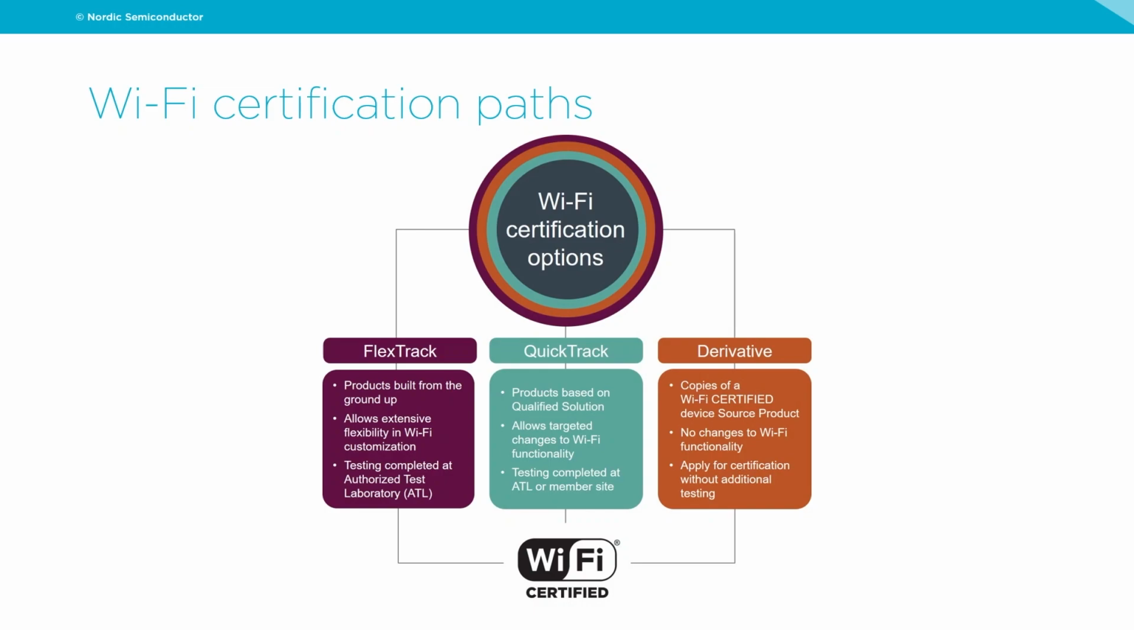Wi-Fi offers 3 certification paths. The first one is referred to as Flex Track. Flex Track is tailored to highly differentiated products designed from the ground up. Flex Track allows extensive flexibility in product design, including customization and optimization of Wi-Fi functionality. This track is not required for an end product based on qualified solutions. For an easy start, I recommend Quick Track or derivative paths.